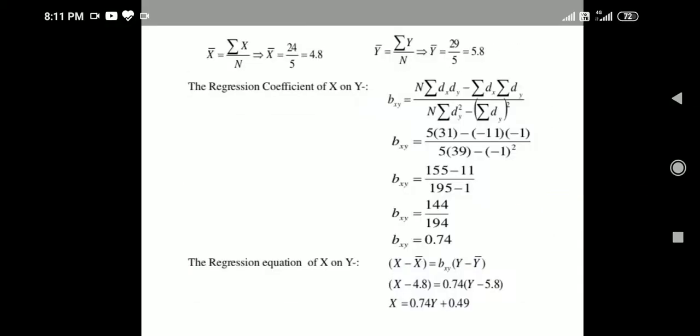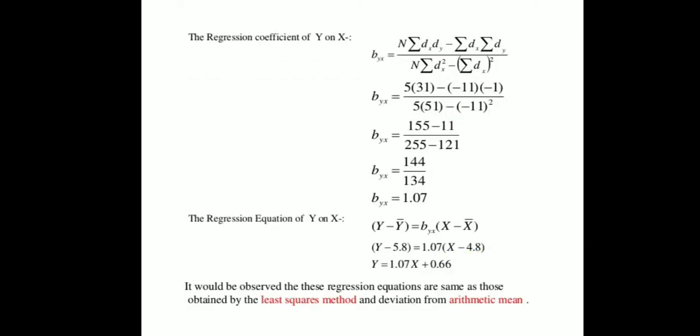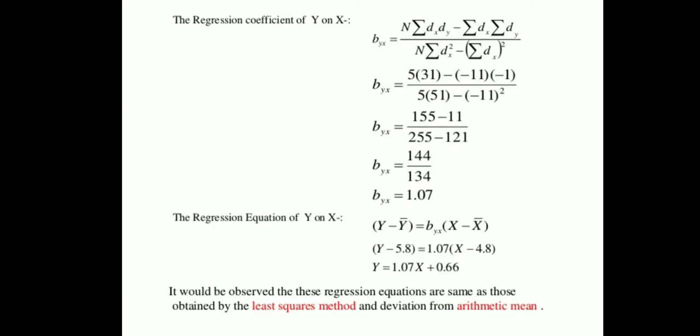By simplification, x bar equals sum of x divided by n, so x bar equals 24 divided by 5, which is 4.8. This is the method: substitute the values in this equation and get the answer. Y on x: y equals 1.07x plus 0.66.